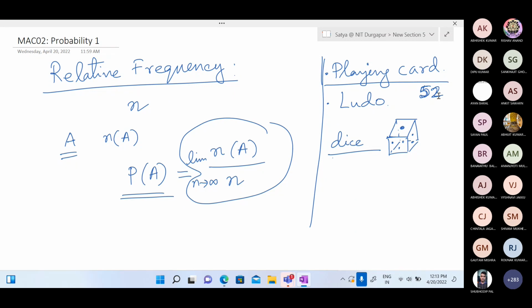But anyway, those who don't know the playing cards or Ludo, you need to learn, because so many questions are always coming from cards and dice.